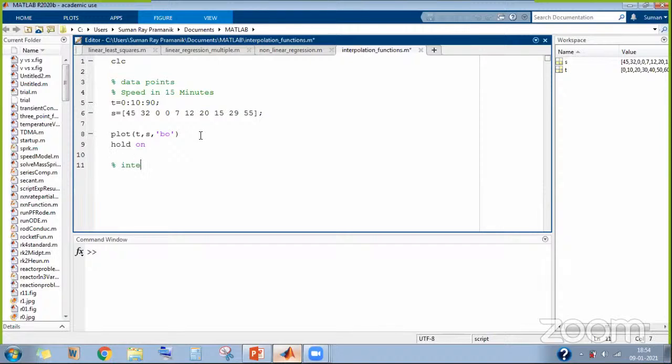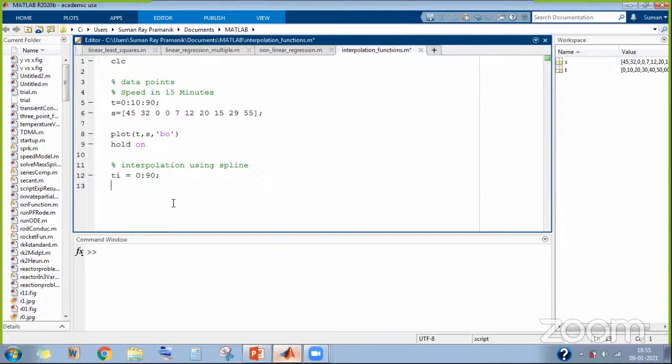Now we will use interpolation, using spline first. So now let's say we want to find the interpolation from 0 to 90, the time interval. Note that if I don't give any interval in between, then it will go with an interval of 1. If I don't set any interval for going from 0 to 90, the default is 1. So my time vector will go from 0 to 90 with a spacing of 1.